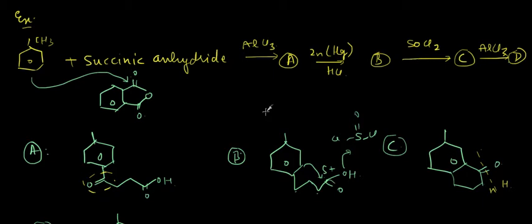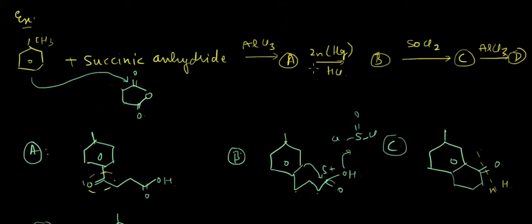Okay, hi guys. So in this lecture, we'll be continuing on seeing the conversion of one organic compound into another using various reagents which we discussed in the past set of lectures. Suppose you have toluene and succinic anhydride, and you are reacting with succinic anhydride in presence of AlCl3. So you will get a product A.